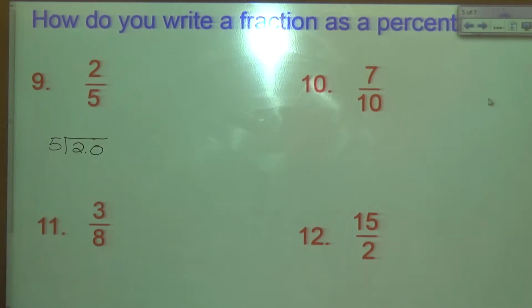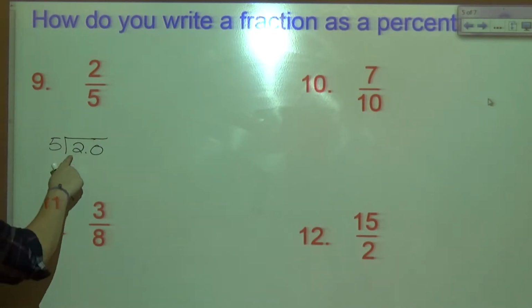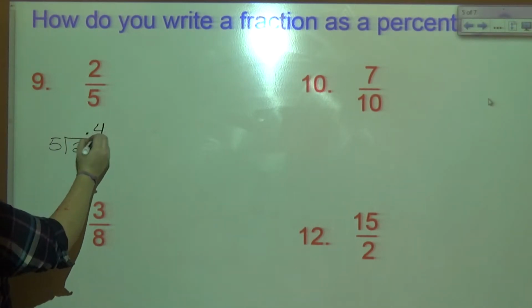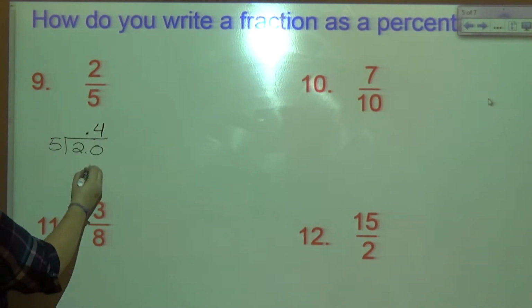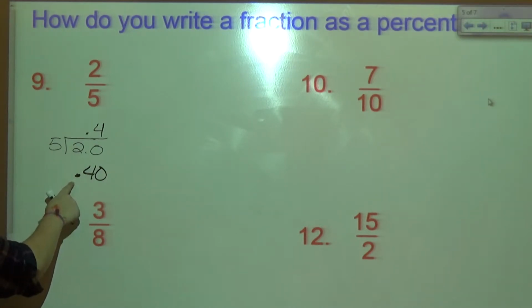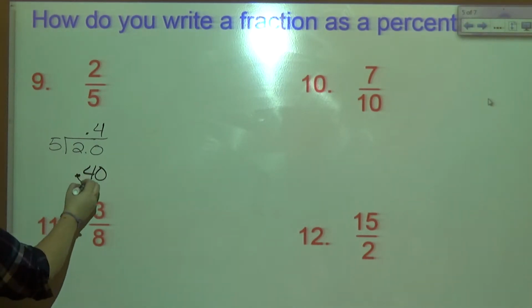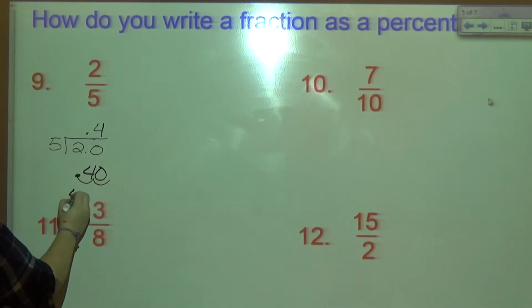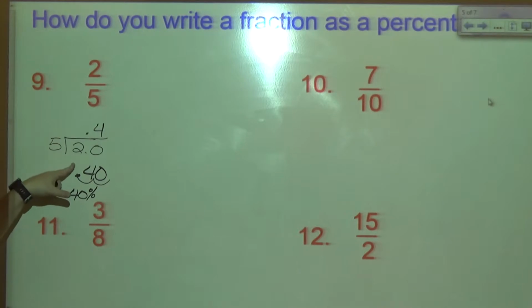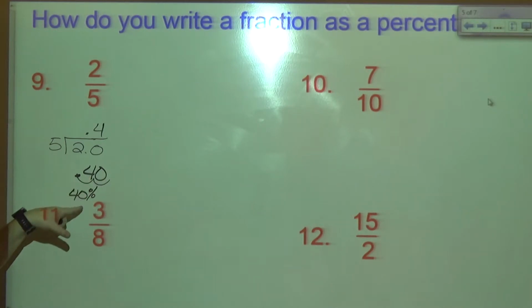How many times does 5 go into 2? Doesn't go into 2, but it goes into 20, so 0.4. So I have 0.40, and then 0.40 into a percent, 1, 2, is 40%. So I turned it into a decimal, and then I just did the opposite of what I did before.